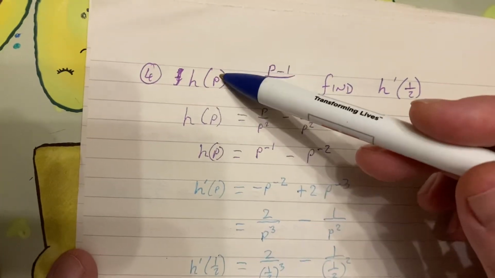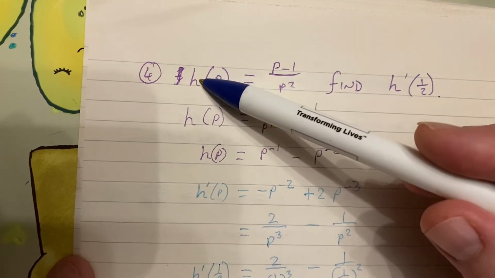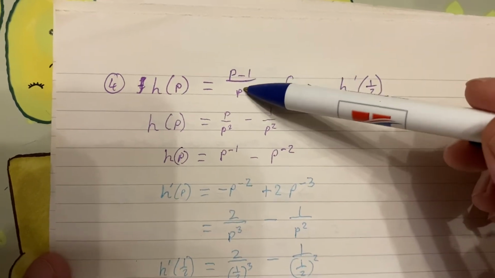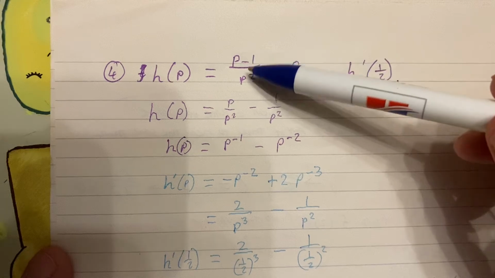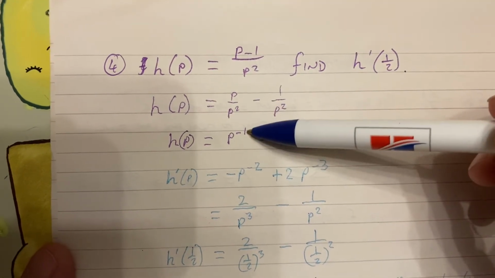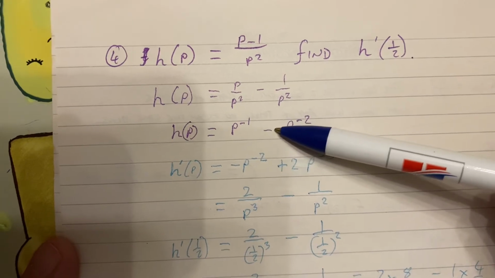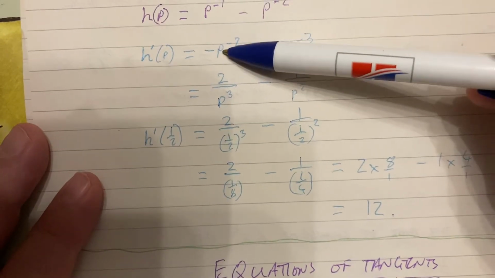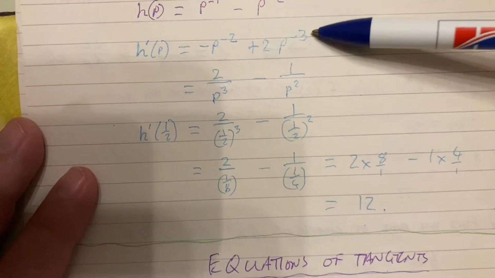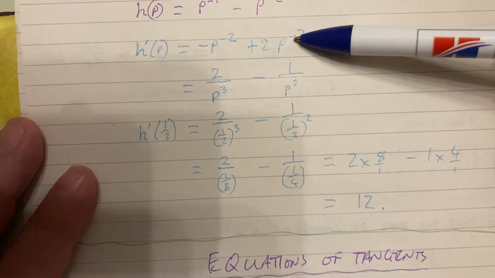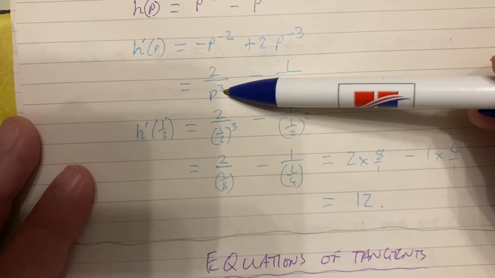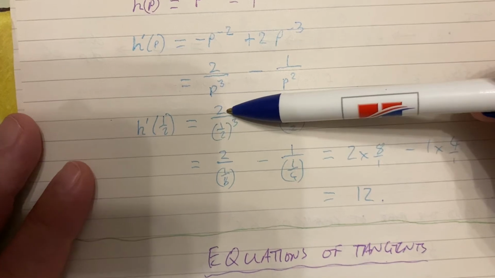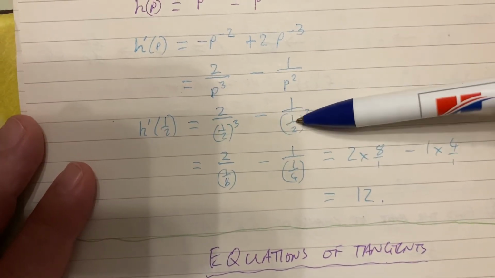So this one, h of p, I thought I'd change it up a bit and have a different function notation and a different variable. So p minus 1 over p squared, find h dashed of a half. So separate it into its individual parts, so we get it into differentiable form. So it's p to the negative 1 minus p to the negative 2. So h dashed p is negative p to the negative 2 plus 2p to the negative 3. All I've done is swap them round, so it's 2 over p cubed minus 1 over p squared. So h dashed of a half is 2 over a half cubed minus 1 over a half squared.